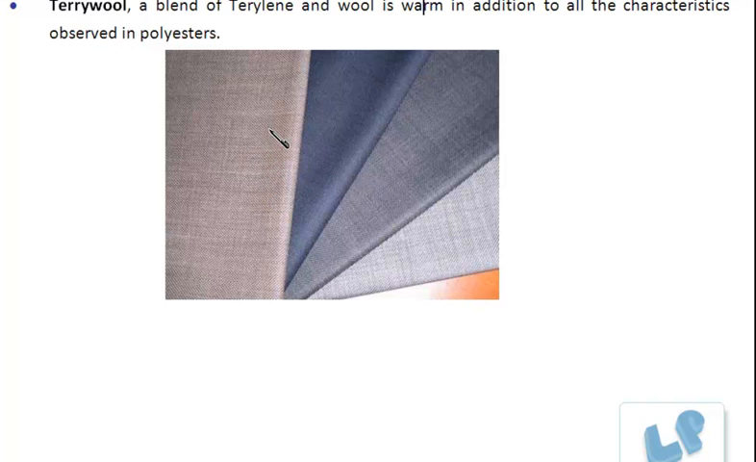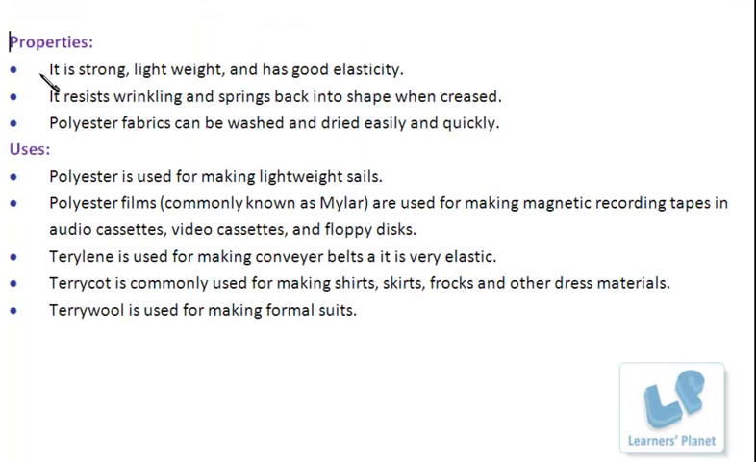Let's see a few properties of polyesters. It is strong, lightweight, and has good elasticity. Elasticity is a property due to which if a substance is stretched or if pressure is applied to the substance, it gets stretched. But as soon as the pressure is released, it regains its shape. That is elasticity. So polyester is strong, lightweight, and has good elasticity.